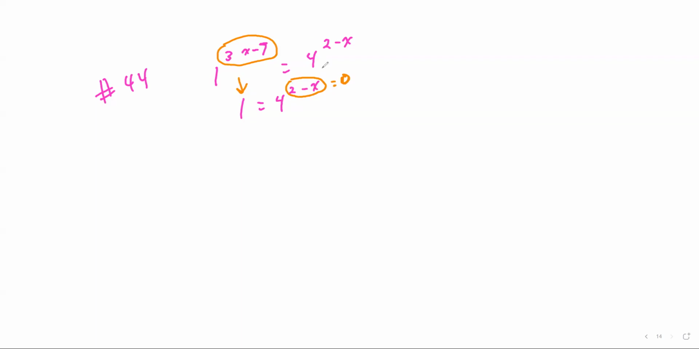So it doesn't matter what this base is. As long as we have a setup like this, all we have to do is take this exponent that's raised to the non-1 base and set it equal to 0. So we subtract 2 on both sides. We get negative x equals -2, divide by -1. So x would equal 2. And you could probably have just looked at it and gone, 2 minus 2 is 0 as well. And then 4 to the 0 is 1, equals 1.